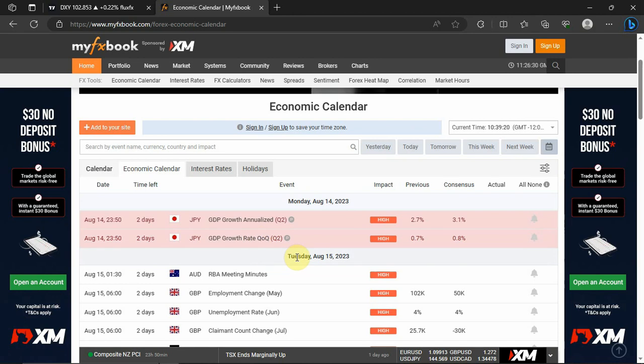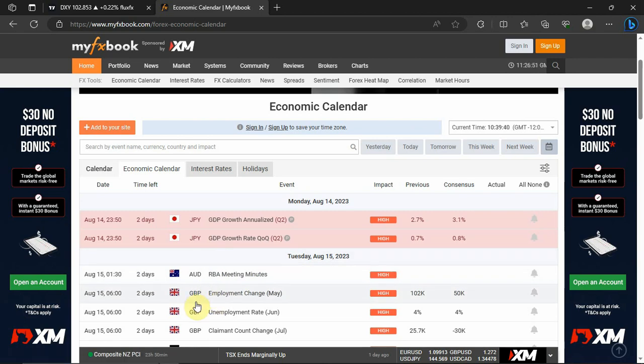Then on Tuesday, we have the RBA meeting minutes for AUD. Basically it's just about what happened in their recent interest rate announcement. So nothing much to expect, even though it's a high impact news.